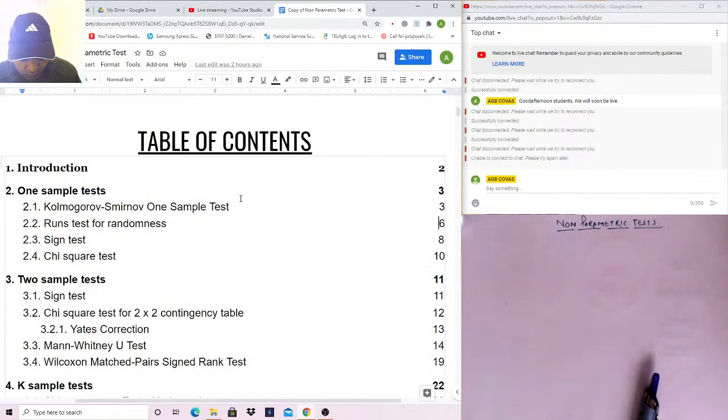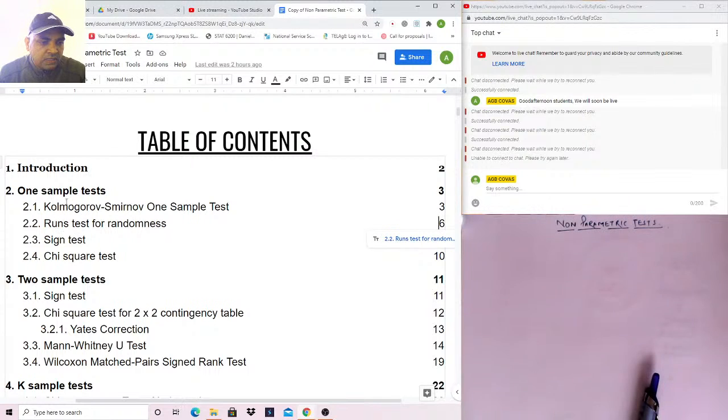So, good afternoon, students. In the last class, we discussed non-parametric tests, and in that particularly we started with the one sample tests. In one sample tests we discussed three tests. That is the Kolmogorov-Smirnov one sample test, KS test. Then we covered the runs test for randomness, and then we covered the sign test.